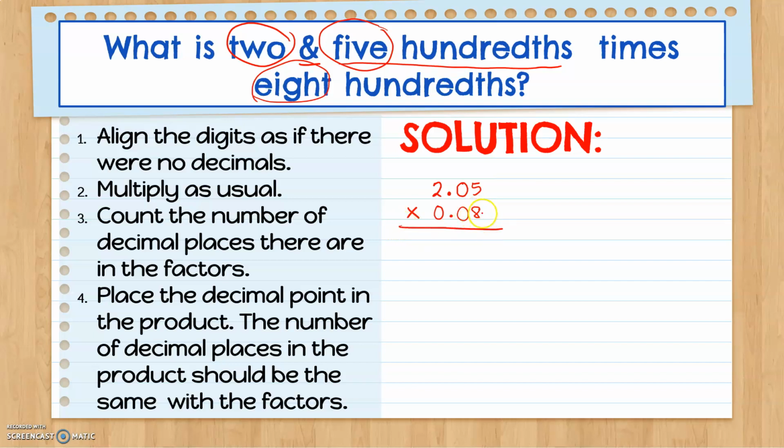So let's multiply. 8 times 5, that's 40. 8 times 0 is 0 plus 4, that's 4. 8 times 2 is 16. 0 times any number is equal to 0. So we can stop multiplying here.